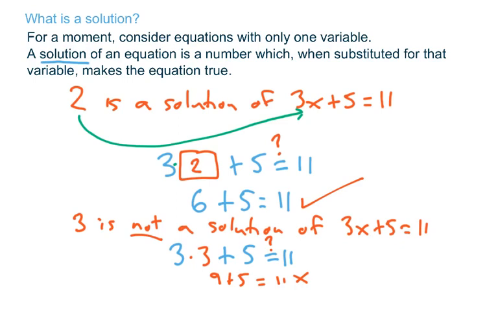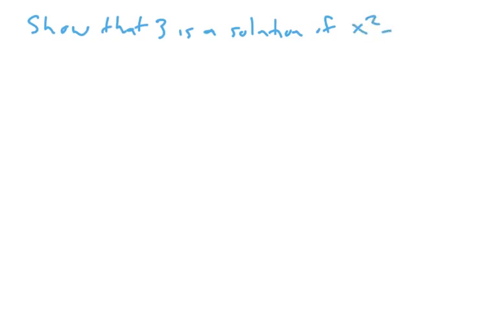Let's look at another example just to get the idea of solution really, really sound. What I want to show is that the number 3 is a solution of this equation, x squared minus x equals 6.